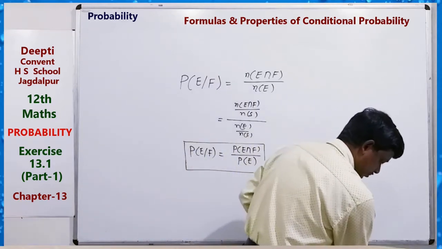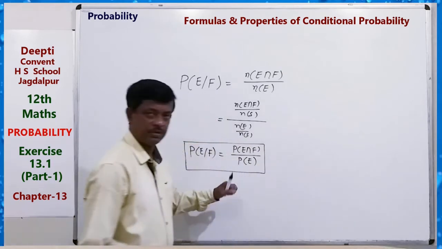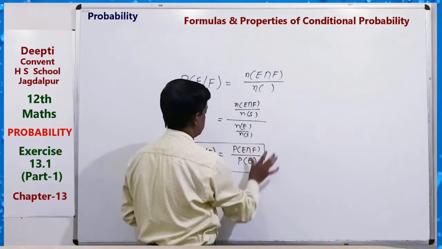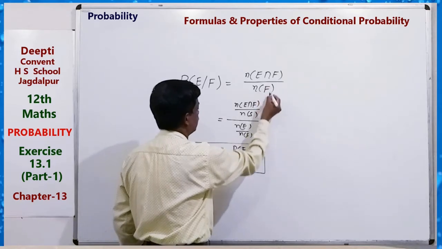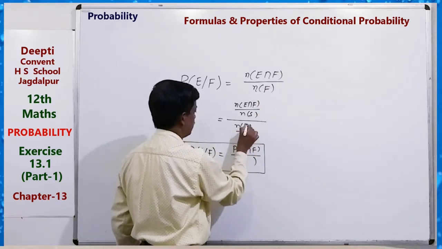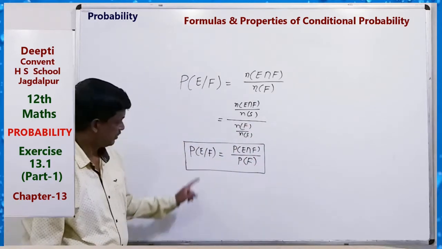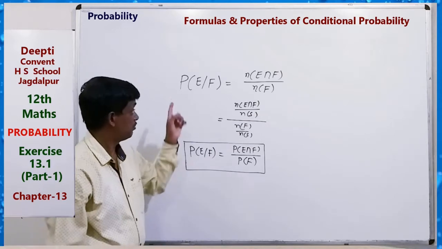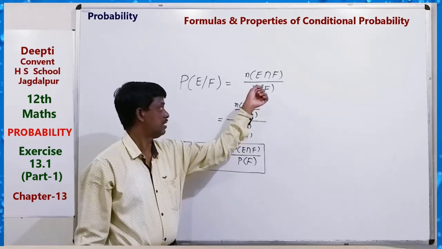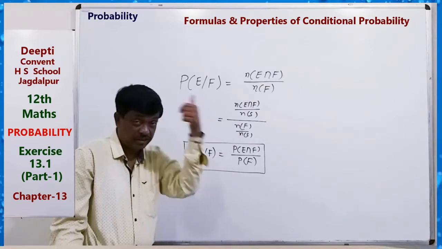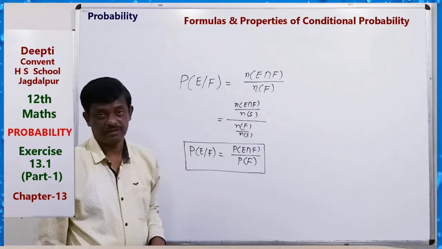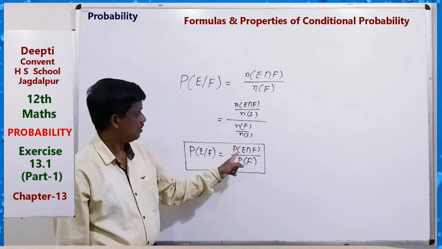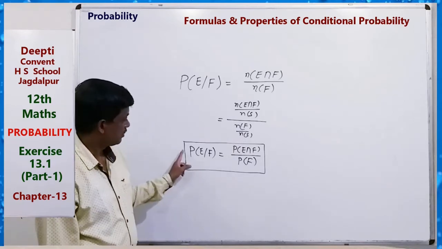Sorry, the denominator should not be E; this is F. F has already occurred, because the number of points in F is treated as the sample space for finding the conditional probability. So here it is n(F). In the previous step, if E was written, it is wrong. It is F. So P(E|F) equals P(E intersection F) by P(F). This is the conditional probability.